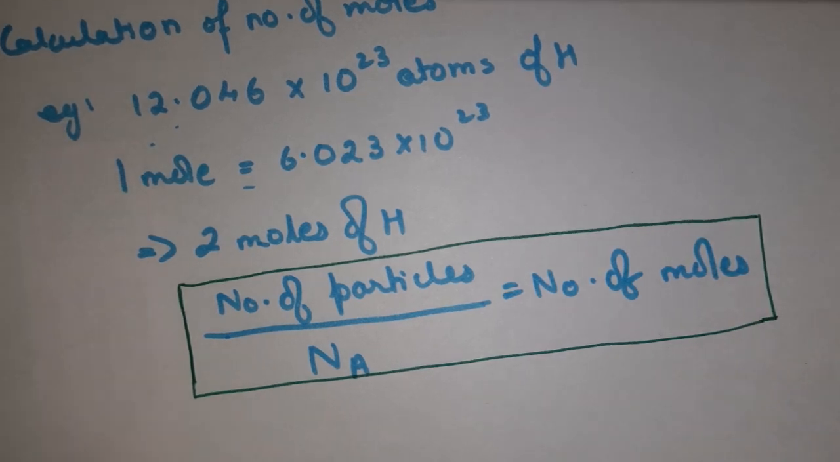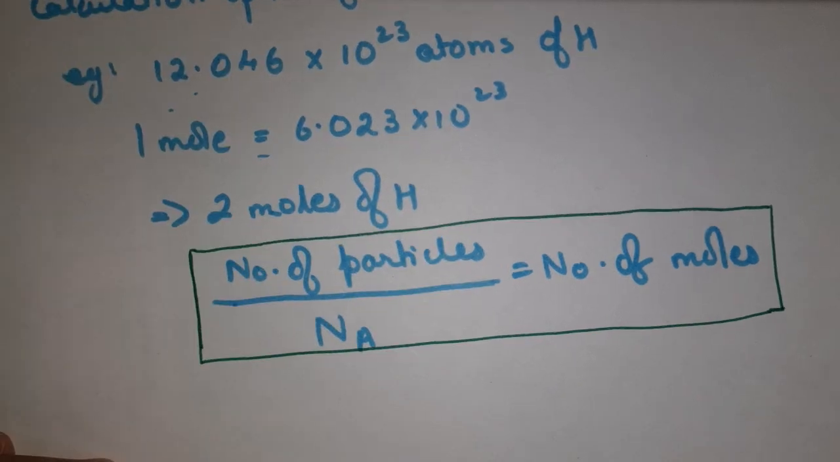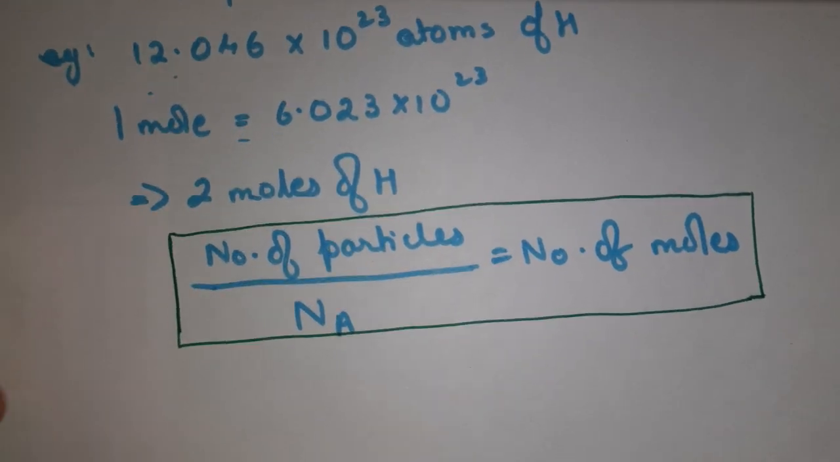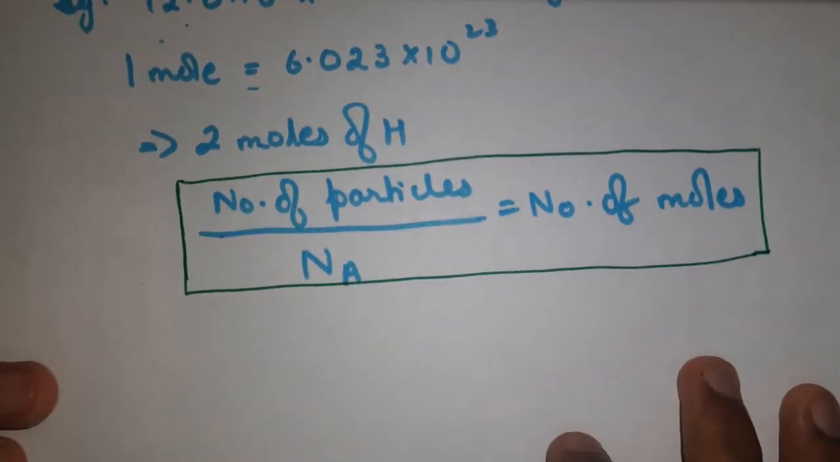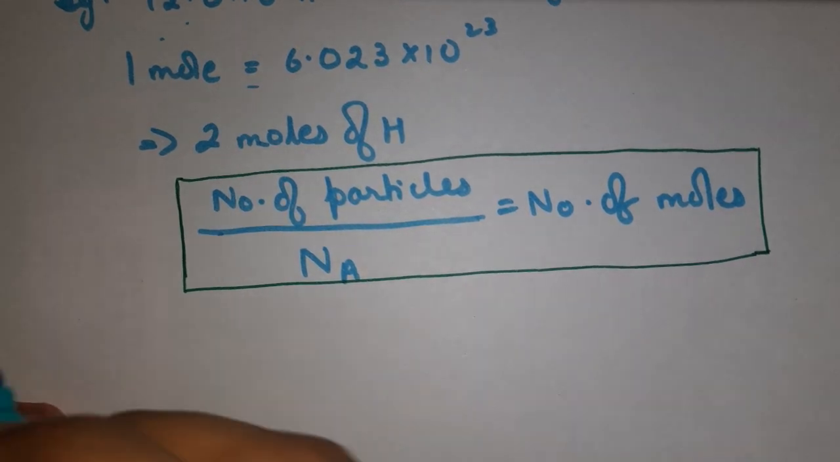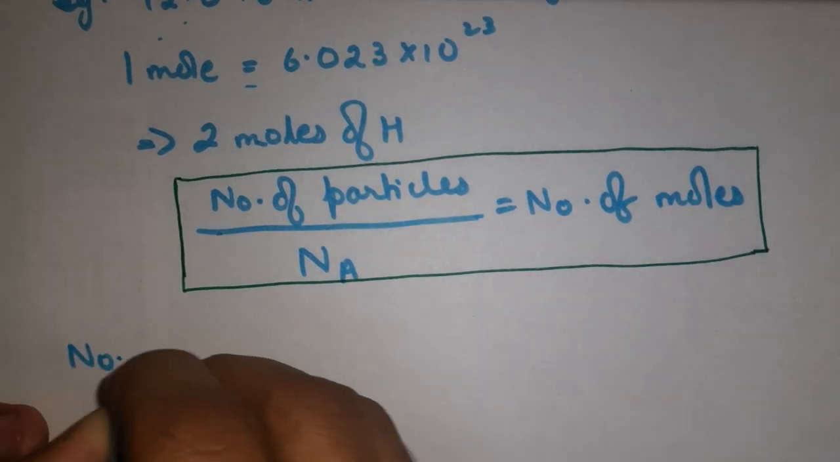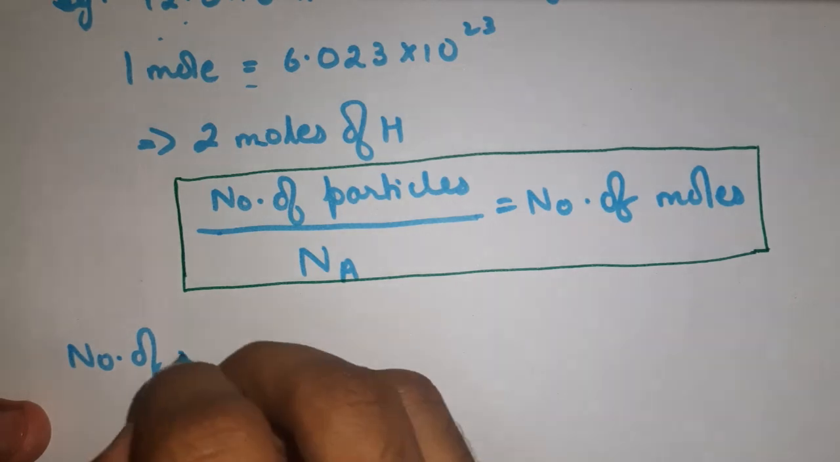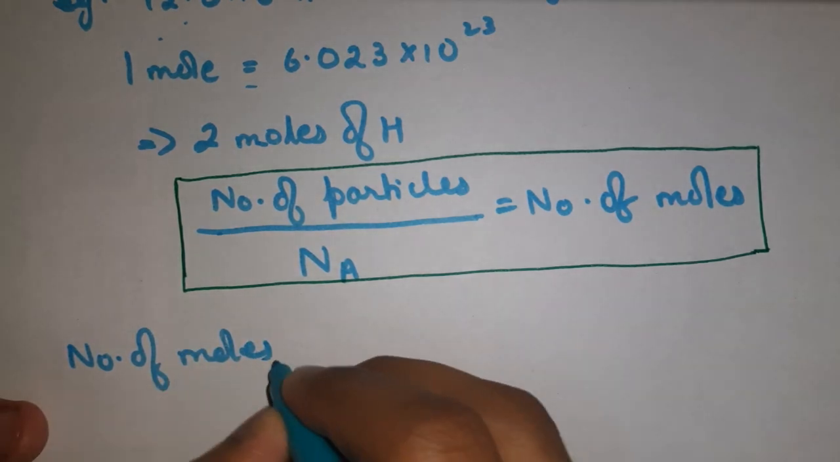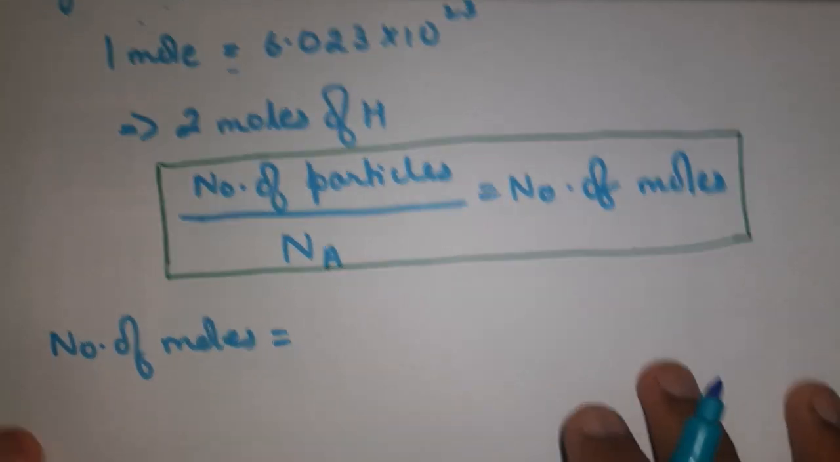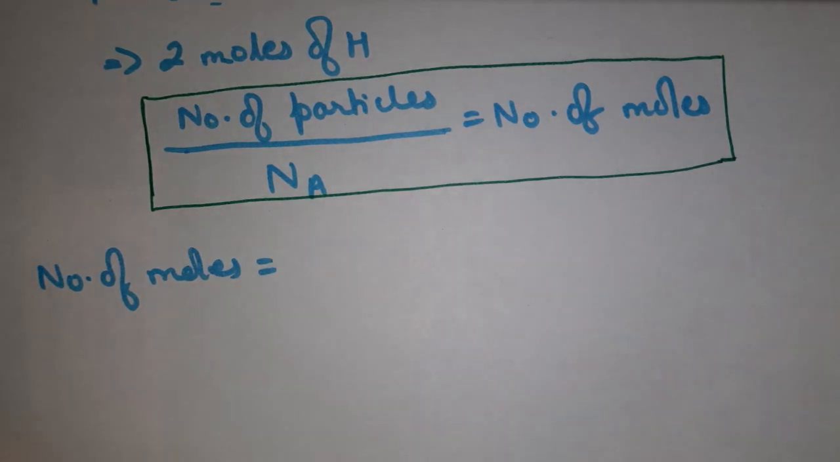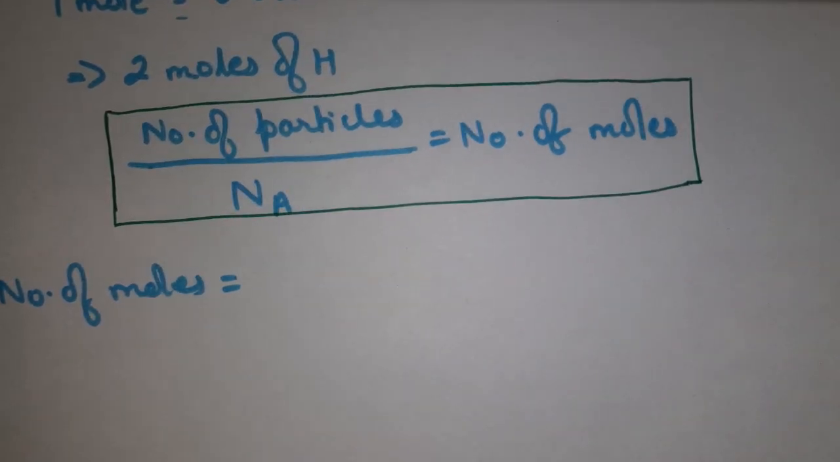Okay, so this is the first formula. From here let's derive one more formula. Number of moles equals, now you yourself will fill this. I won't even tell you directly, but you will, and then I'll explain it to you indirectly, and then you'll understand.